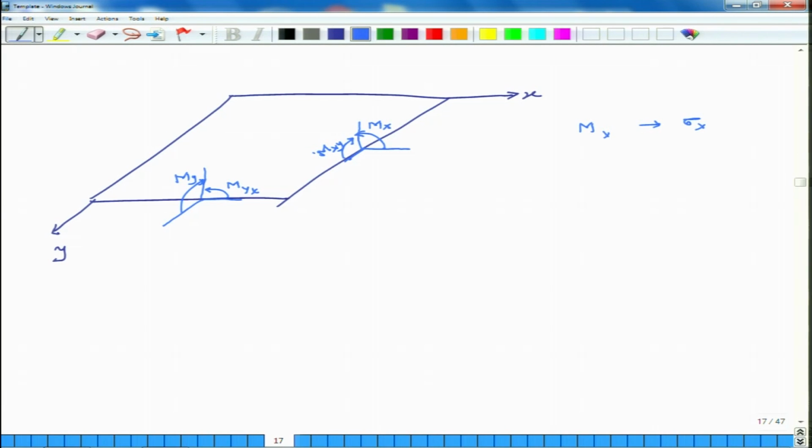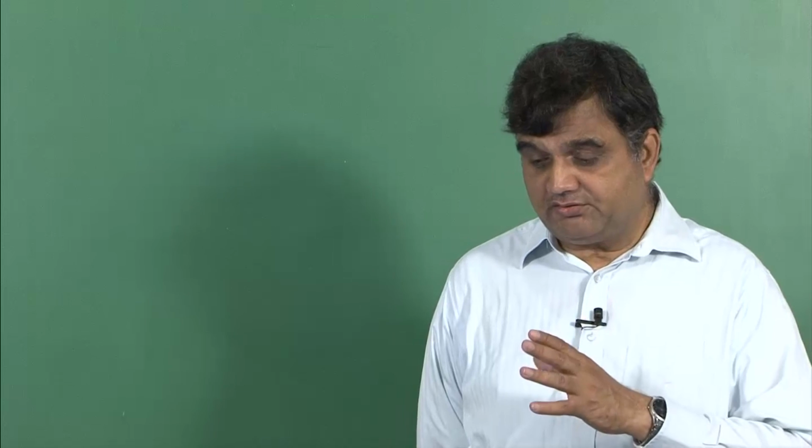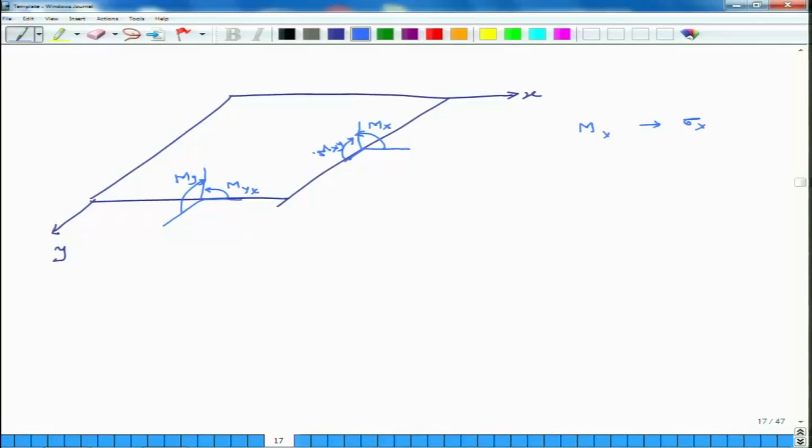So, these are the conventions. Mx acts on the x plane, My acts on the y plane. The direction of Mx is counterclockwise, rotating around the y axis, and we call it Mx because it is born of sigma x. We call My as My because it is born of sigma y, and Mxy is born of tau xy. So, that is why we name it like this. This is the conclusion for today's discussion.